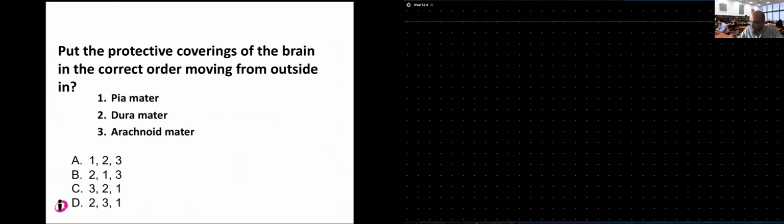All right, for the second question for today, it's going to be: put the protective coverings of the brain in the correct order, moving from outside in. Moving from outside in.